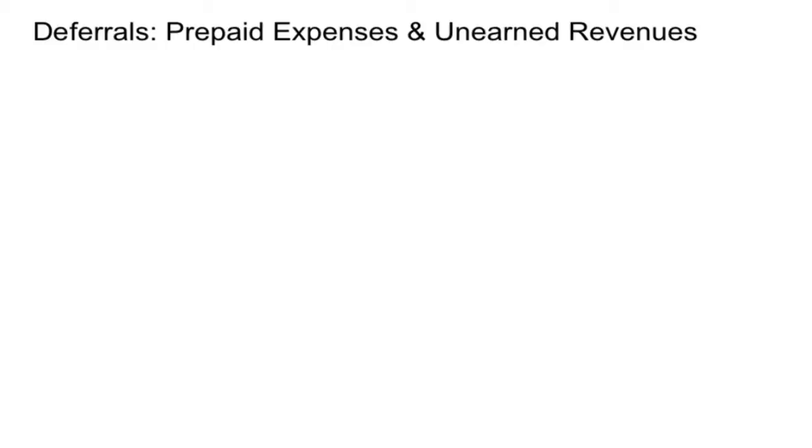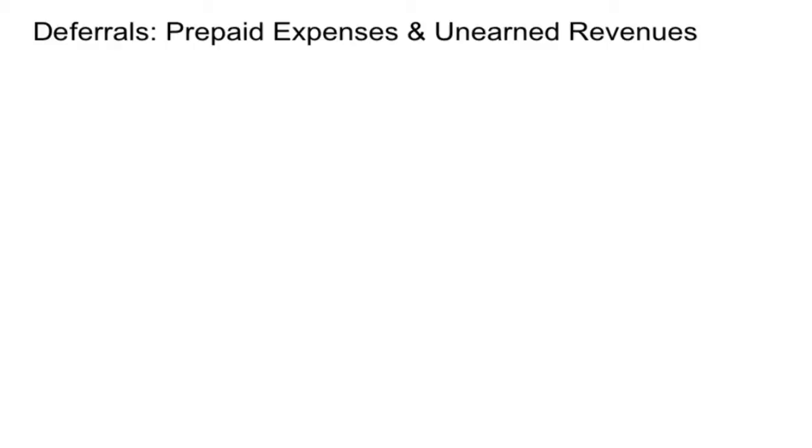But first, let's talk about these two deferrals I have listed: prepaid expenses and unearned revenues. With both of these, cash has changed hands, but we have not yet incurred an expense or earned the related revenue. So two examples I'll give you. One would be supplies. Let's say that you went and purchased supplies at the office supply store, right? Bought paper and pens and pencils and toner and staples and paper clips, anything and everything that we need. All right, let's say that you buy $500 worth.